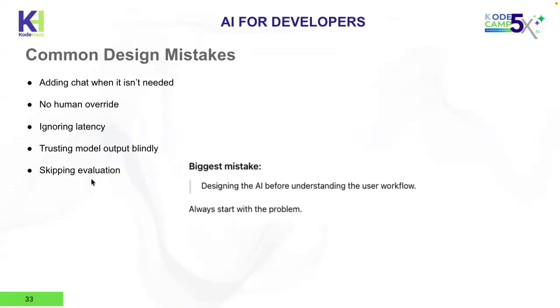Okay, anyway, so then skipping evaluation. Yes, there should always be a way to evaluate the model. So from a designer standpoint, there should be a way to get feedback. If you look at ChatGPT, you notice that at the bottom of each conversation, there's a thumbs up and there's a thumbs down, apart from the additional icons.